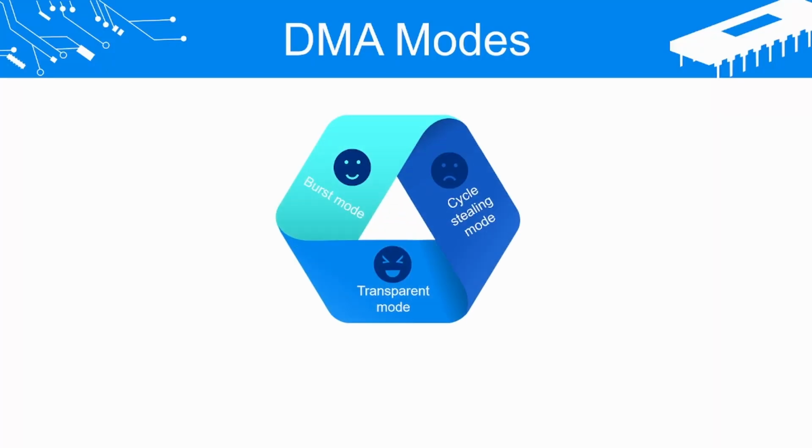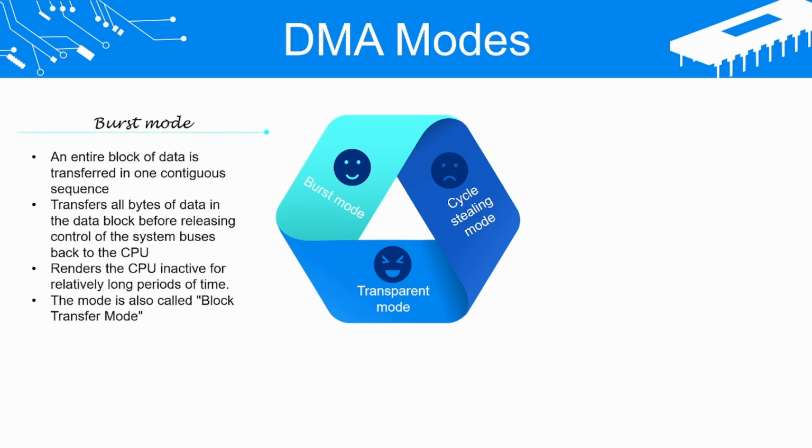So let us see the DMA modes. There are three types of DMA modes: burst mode, cycle stealing mode, and transparent mode. The first one is burst mode. In the burst mode, a burst of data is transferred before the CPU takes back the control of the buses. The burst of data could either be the entire data or a burst of blocks. In this mode, the CPU stays inactive for a longer period of time. This mode is also known as block transfer mode.